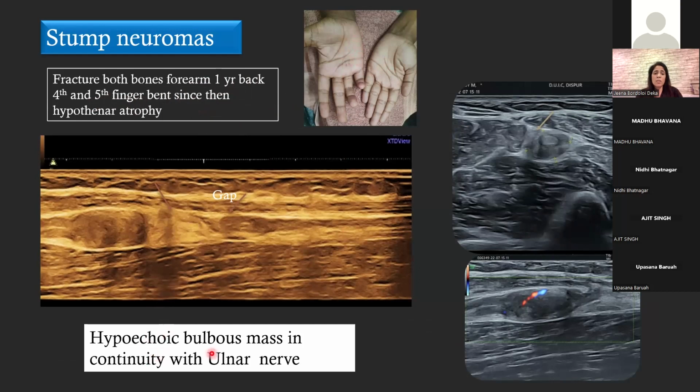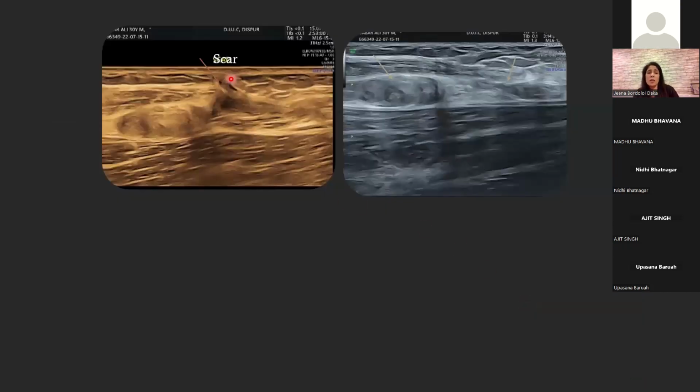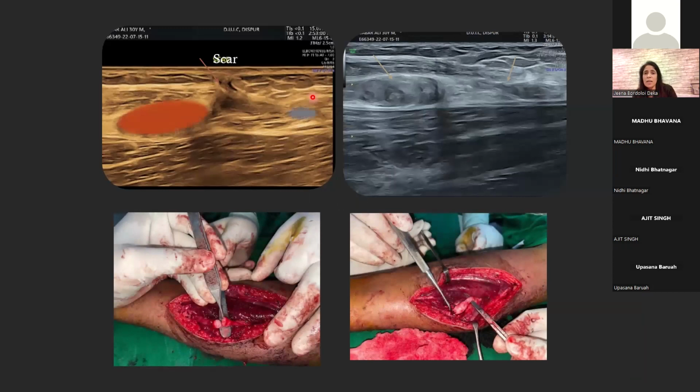So on ultrasound, we see these hypoechoic bulbous masses in continuity with the ulnar nerve, and there was a gap in this nerve. So we see it in the long axis and the short axis. There was some amount of vascularity. We could see the scar tissue over here, and on operation, this was what the stump neuromas looked like.